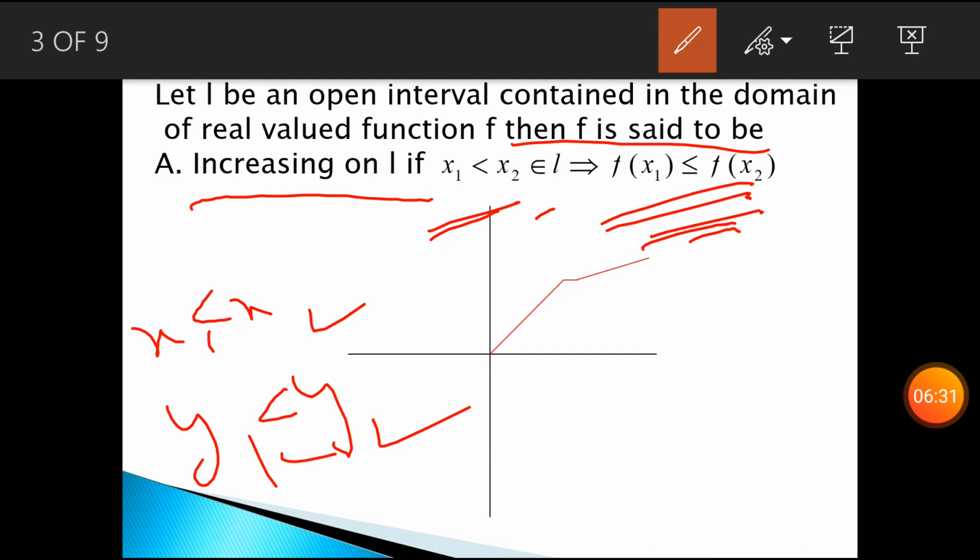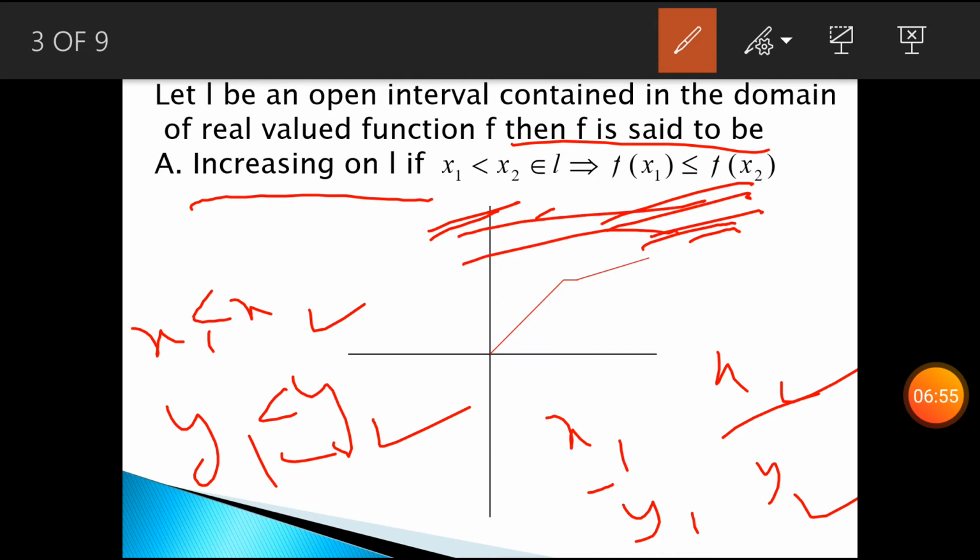Equal word is very important here, because it allows you, if x1 and x2 are 2 different points and x1 is less than x2, then you may get y1 and y2 such that y1 can also have the equivalent value to y2. y1 is either equivalent or less than y2. Okay, both the cases are there. So if this is the case, then we say the function is increasing.